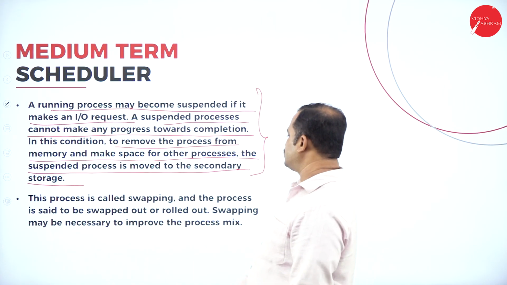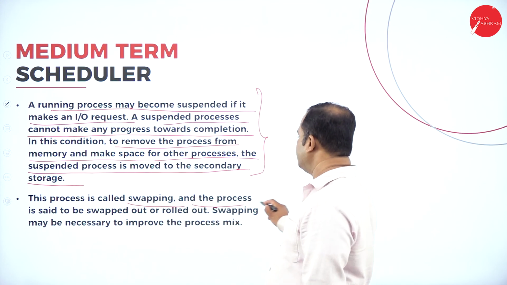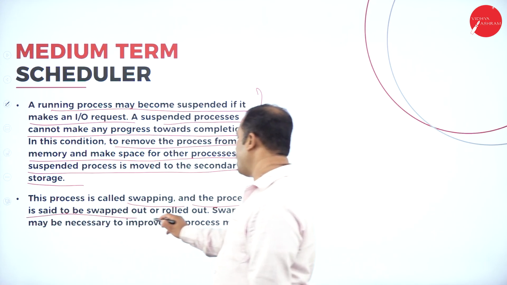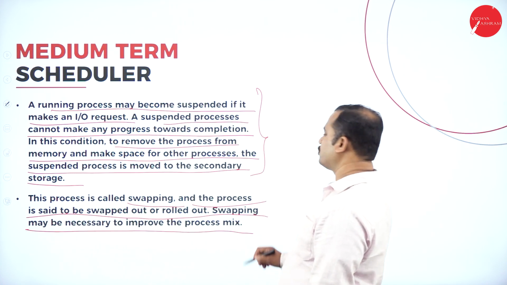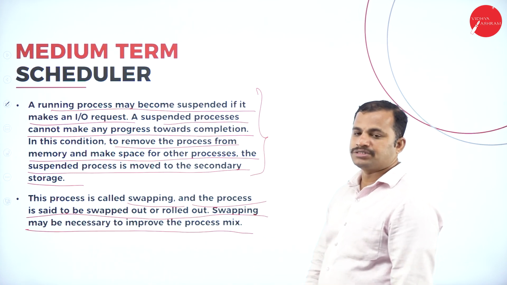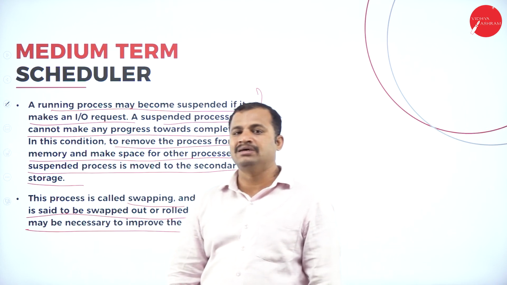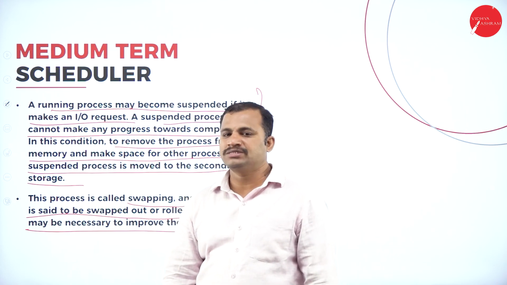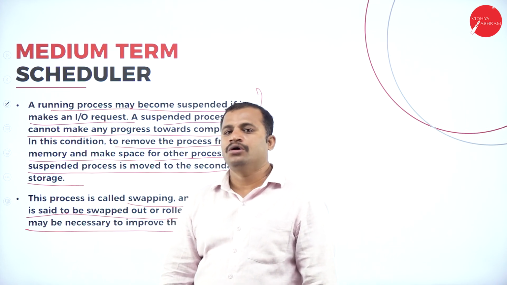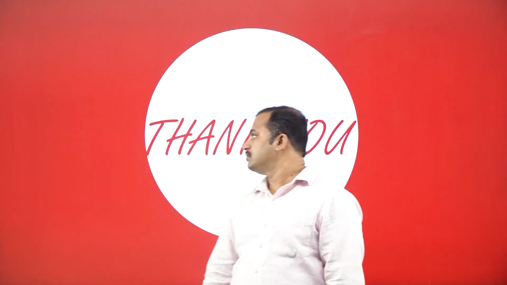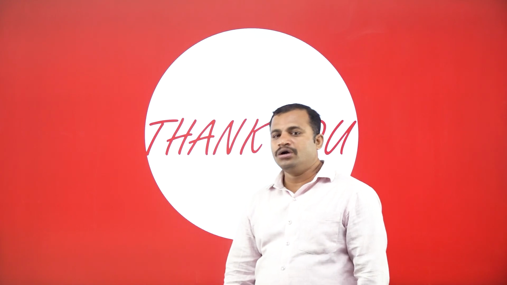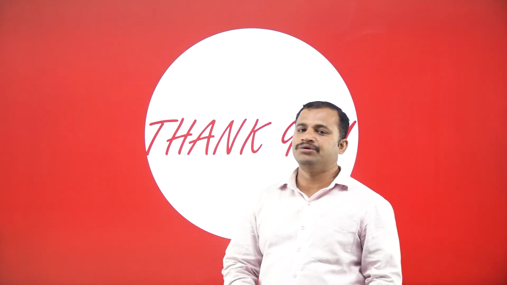This process is called swapping, and the process is said to be swapped out or rolled out. Swapping may be necessary to improve the process mix. That means to execute all of the processes in main memory, it is necessary to swap out or roll out the process from main memory to the secondary memory. This is how the long-term, short-term and medium-term schedulers work.